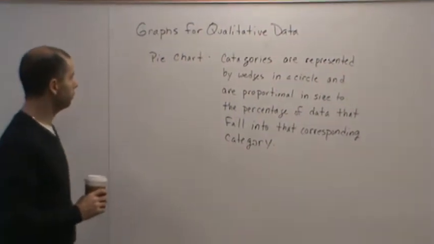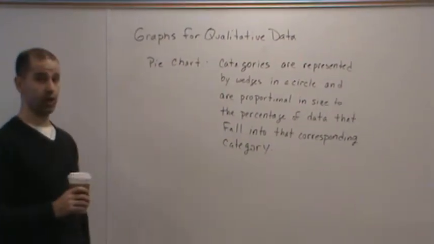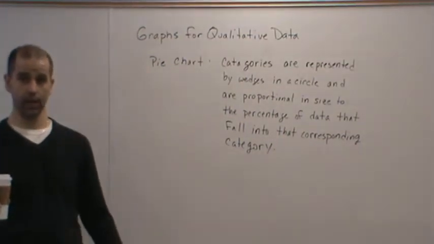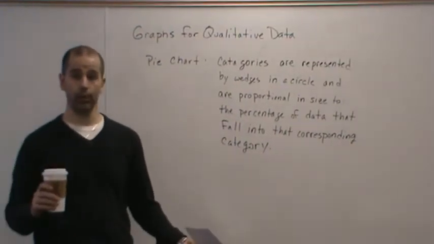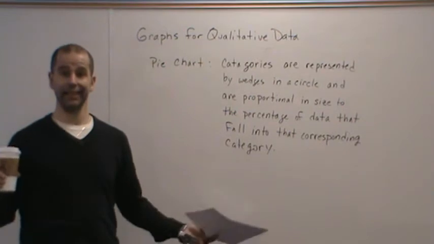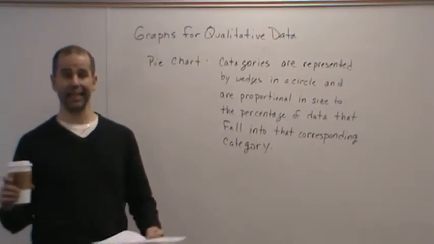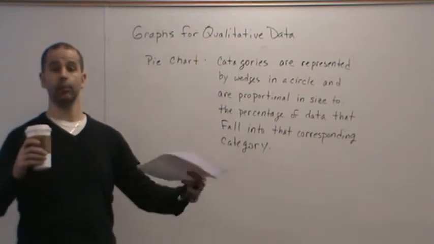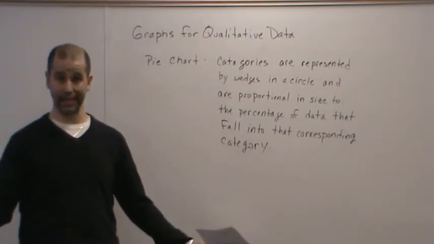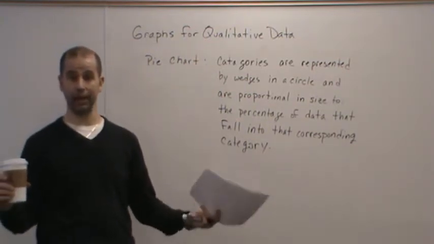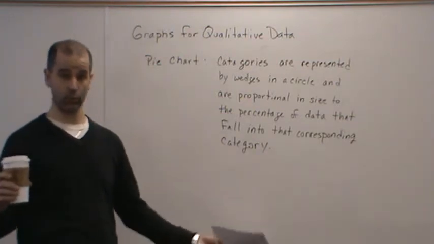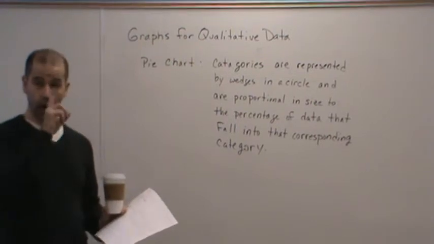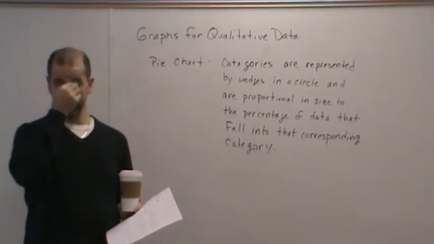So one of the first things we're going to talk about is pie chart. So a pie chart is where you have the different categories of observations, and each category represents a wedge in a circle, okay? And the size of each wedge is proportional to the percentage or the amount of data that falls into that particular category, okay? That's really what it is, okay?